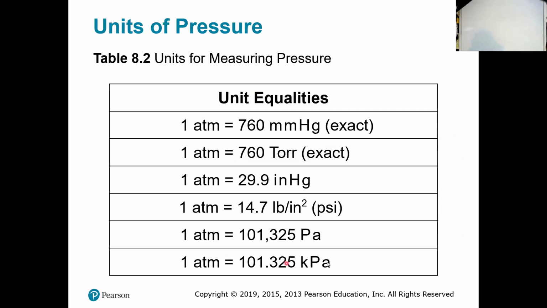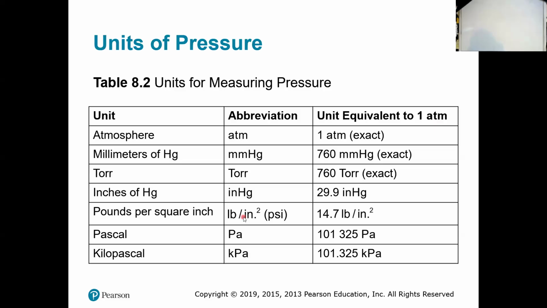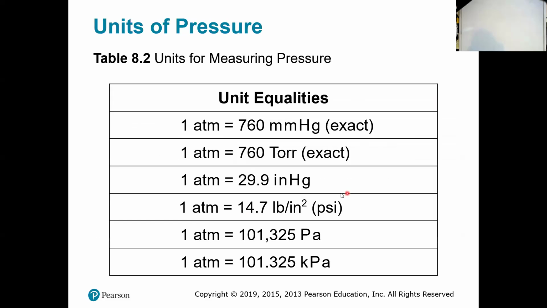This is just another way that we can look at that chart. I wrote them as unit equalities instead. So what you're seeing here is 1 atmosphere equals 760 millimeters of mercury, and 1 atmosphere is 760 torr. You can read that last chart here. All of this is the same information, just listed in terms of unit equalities instead.